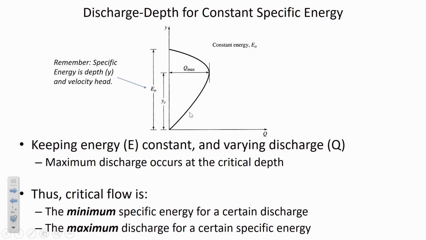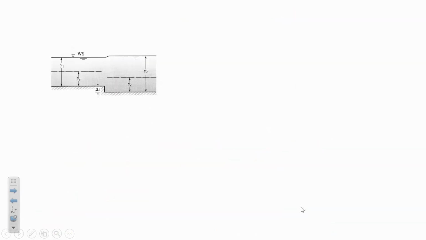But on this figure, the critical flow corresponds to the maximum discharge for a certain amount of specific energy. So critical flow is a really efficient flow condition, although it's not stable. These are interchangeable because it's the same thing. It's just different sides of the same coin, as you'll see today.